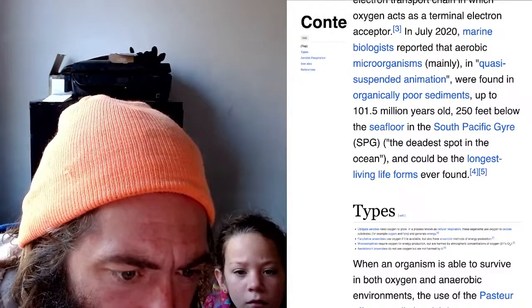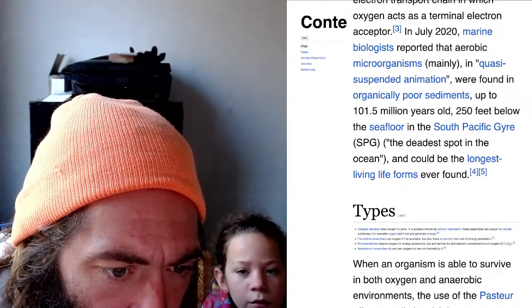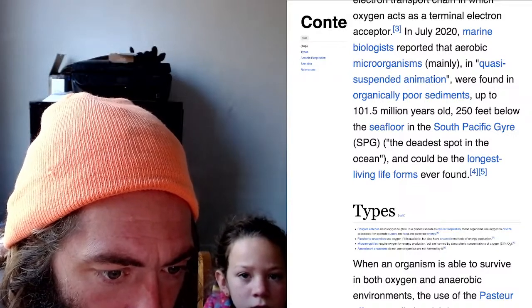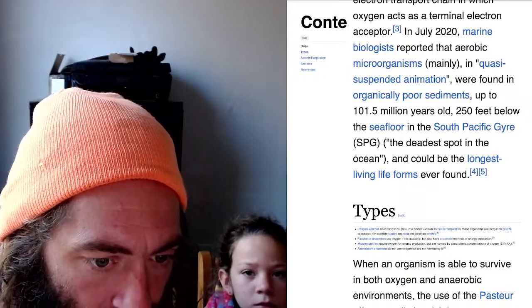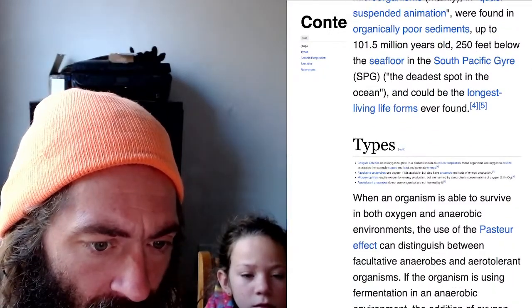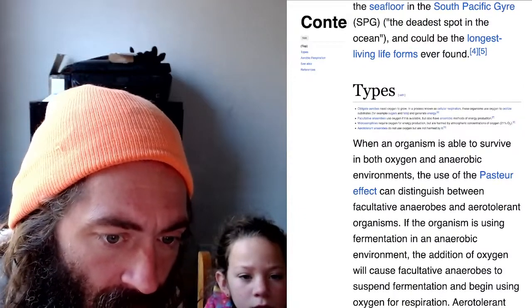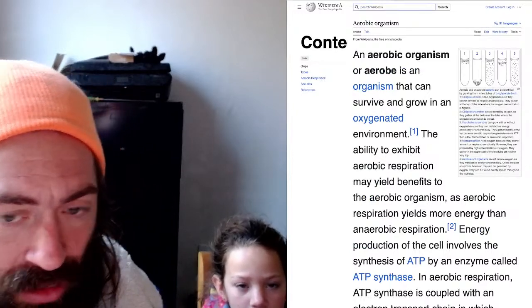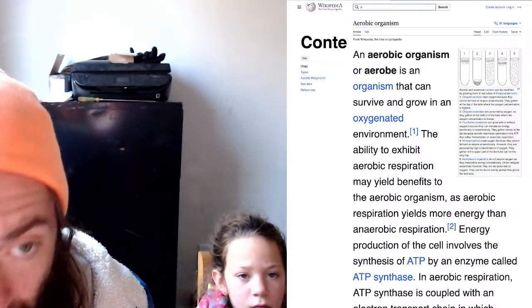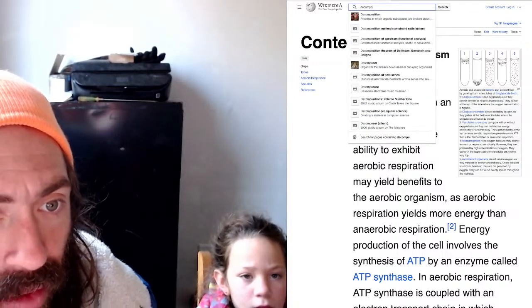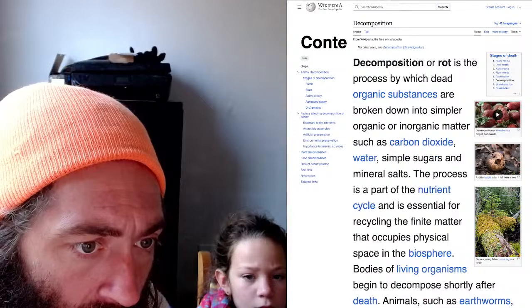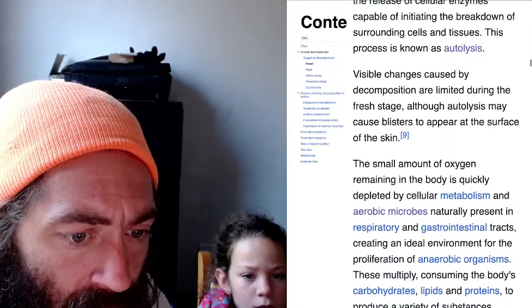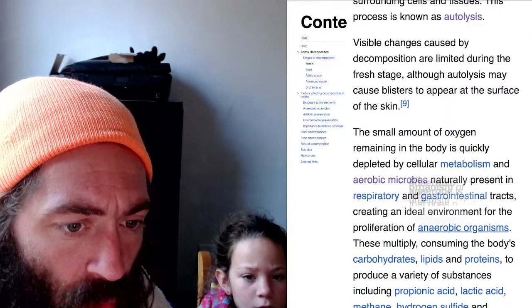So, obligate aerobes, facultative anaerobes, microaerophiles, aerotolerant anaerobes. Well, interesting. There's some that can survive in both environments. Okay, and the anaerobic would be without oxygen. So we'll look that up so that we can see. Anaerobic organisms. So we'll take a look at that.